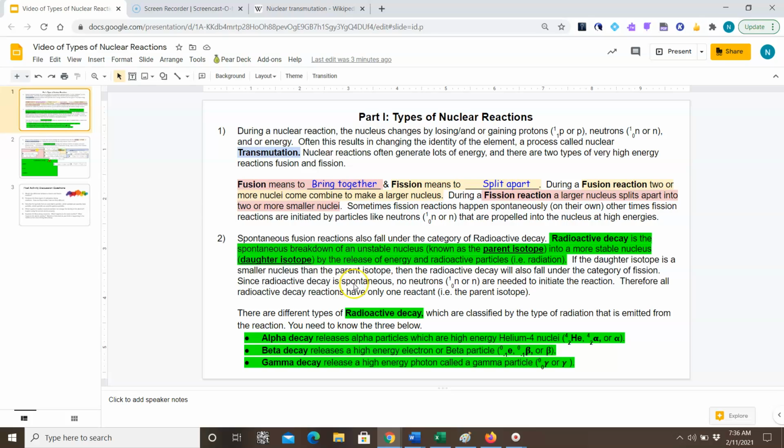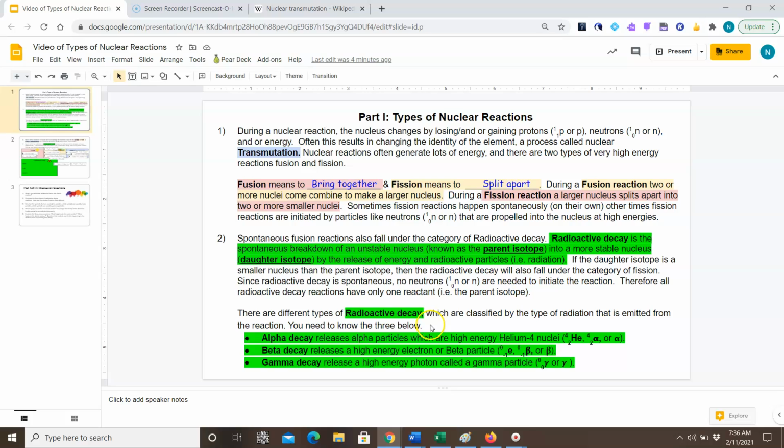Now, since radioactive decay is spontaneous, it means it happens on its own. And by the way, spontaneous doesn't mean it's fast or that it happens instantaneously. It may take a long time to happen. It just means it happens on its own. You don't need to do anything for it to happen. Since it's spontaneous, no neutrons are needed to initiate the reaction. So remember, we said for fission, sometimes you need to initiate the reaction by flinging a high energy neutron into it. With radioactive decay, you don't need that neutron. And so therefore, all radioactive decay reactions will have only one reactant, i.e. the parent isotope. So you should only see one thing on the reactant side if it's a radioactive decay. If you see a neutron on the reactant side, you know it's not radioactive decay because that means that reaction was not spontaneous.